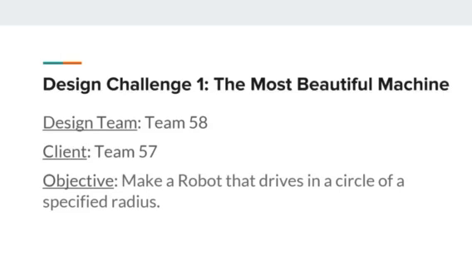This is Team 58's Design Challenge 1 presentation. Our client was Team 57, and our objective was to make a robot that drives in a circle of a specified radius.